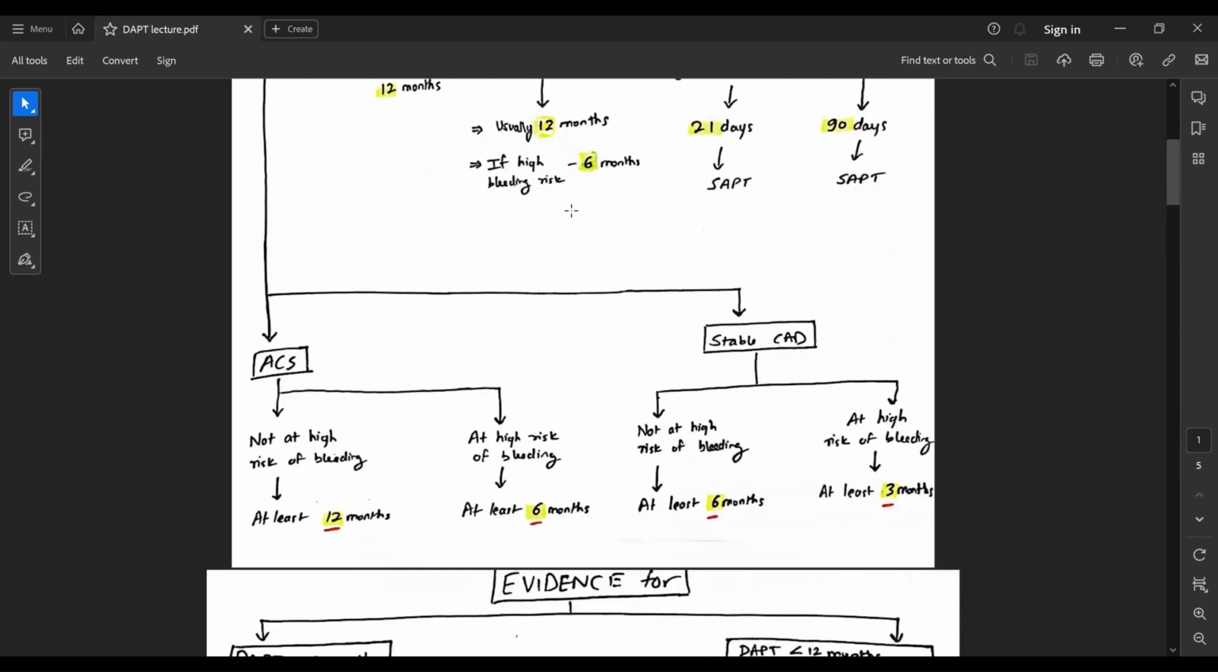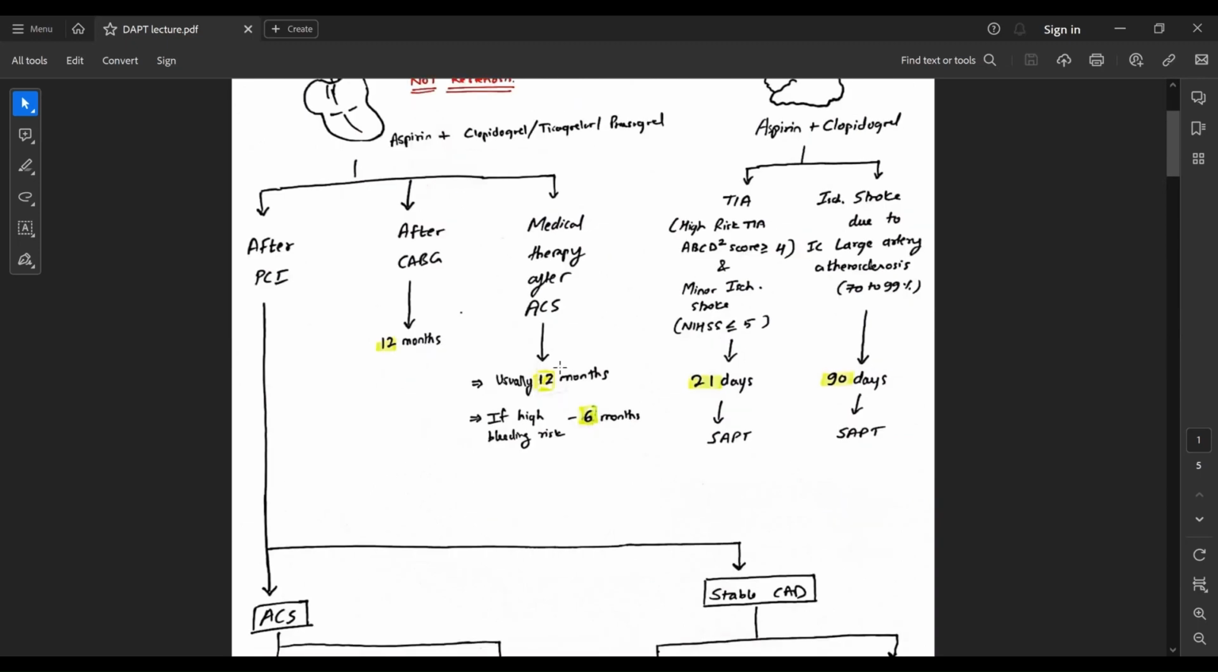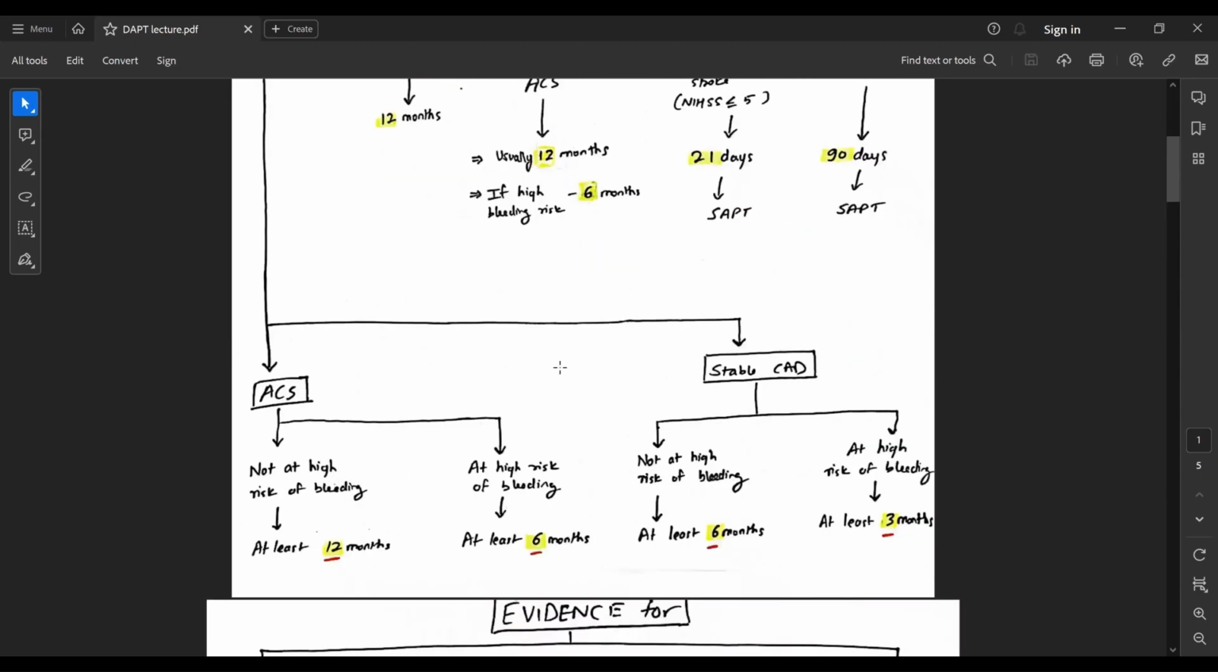In case of PCI or in case of cardiac issues, which P2Y12 inhibitor are we going to use amongst the three? That is clopidogrel, ticagrelor, prasugrel, is what I'll be discussing in detail in future lectures on myocardial infarction, PCI, where I'll be discussing evidence that which amongst these three should be the best choice for your patient. But for now, for the purpose of this lecture, we'll only focus on the duration of dual antiplatelet therapy.